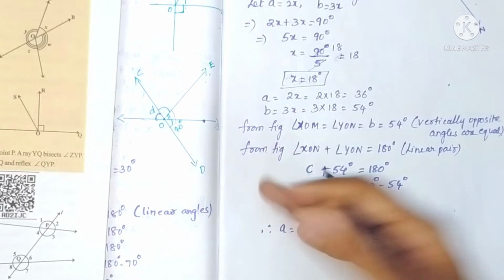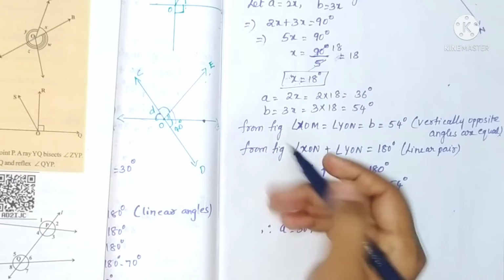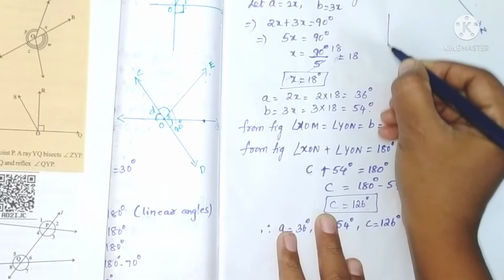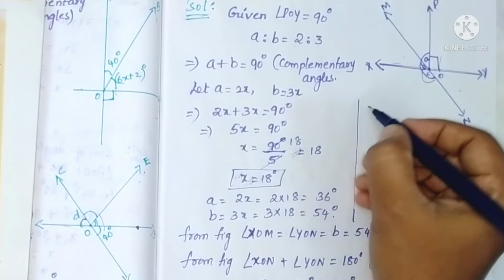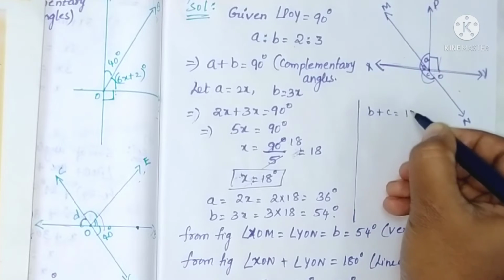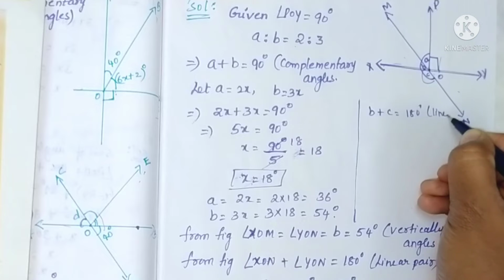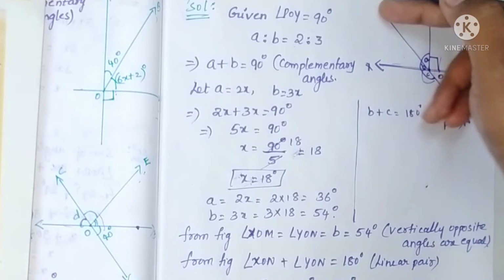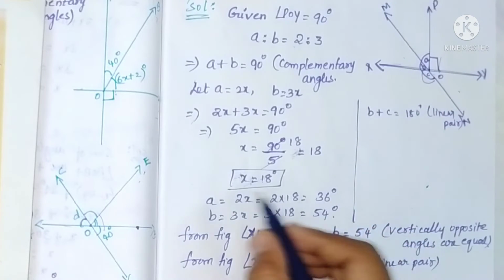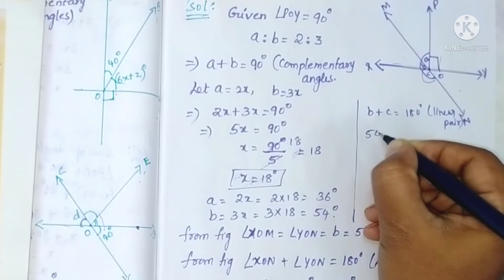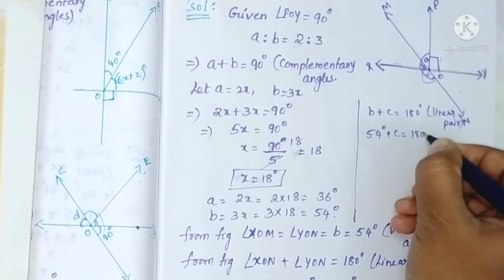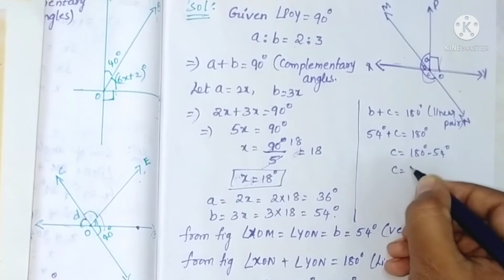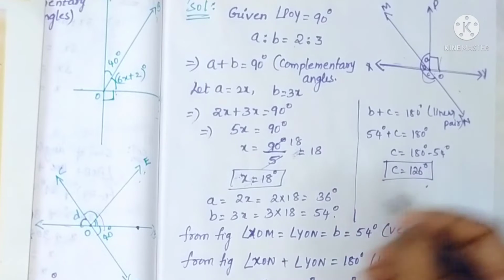Okay. We can do it in another way also, without doing this. After completing the B value, we can write from the figure B plus C equals 180 degrees. Linear pair, na? Okay, I think this is easy to use, students. So B and C form this straight line, so it is a linear pair. What is the B value? 54 degrees plus C equals 180. C equals 180 minus 54 degrees. So C equals 126 degrees.